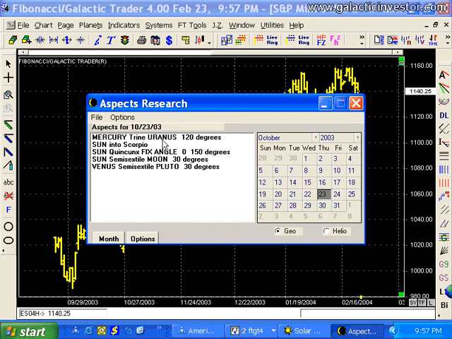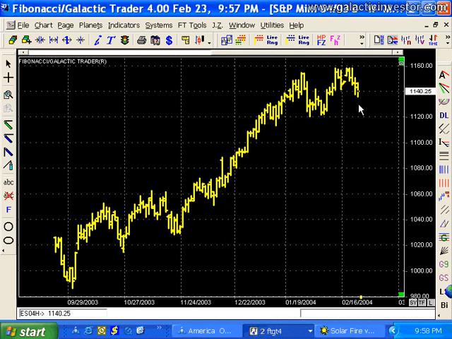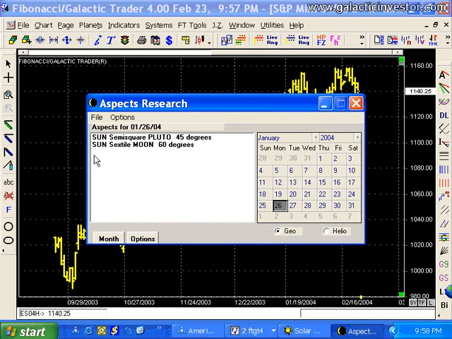So if Mercury was trine Uranus, we would go to planetary lines and put in Mercury Uranus at 120 for the setting, the universal clock degree setting. Here's the top here. We had a Sun semi-square Pluto aspect on the 26th of January 2004. We had Jupiter crossing the 24 line, Sun quincunx Saturn the following day on the 27th.